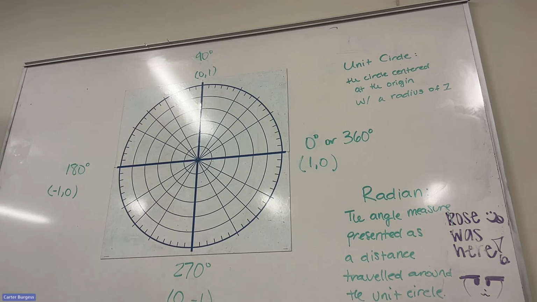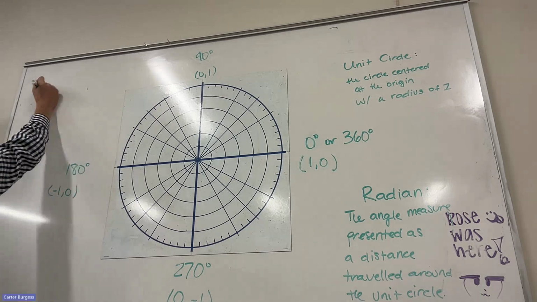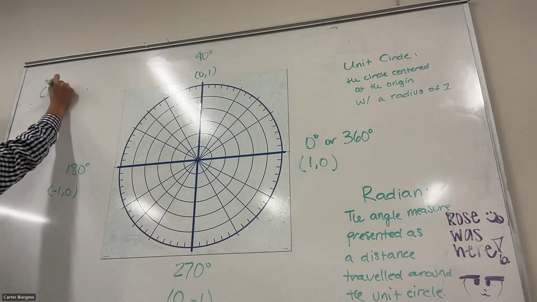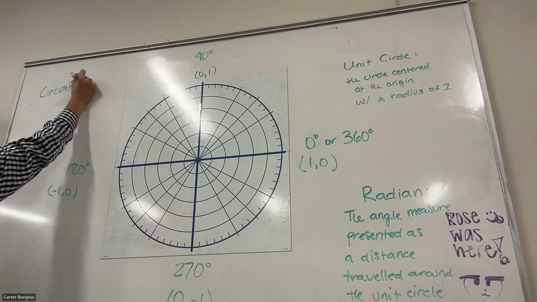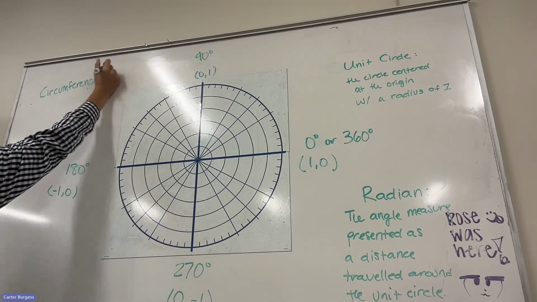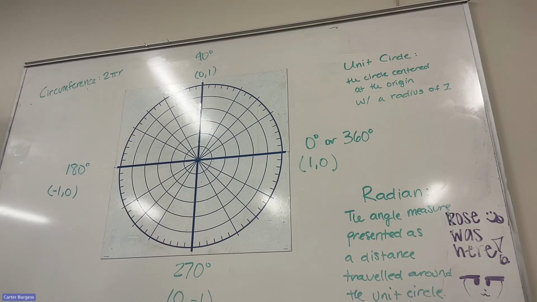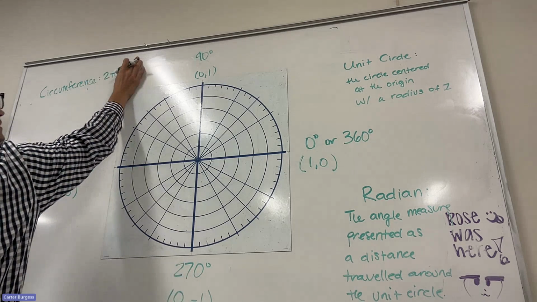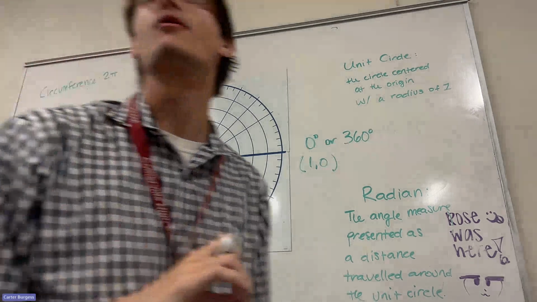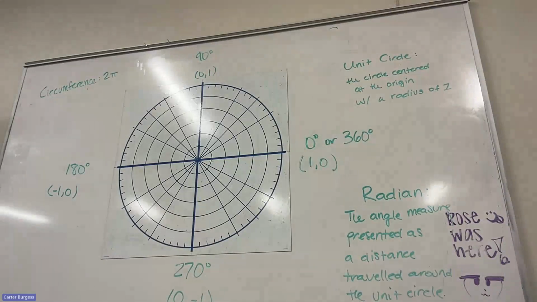That's area of a circle. So circumference here, this is way back, is 2 pi r. But on the unit circle, what did we say our value of r is? On the unit circle, our radius is just 1. And so the circumference of our unit circle is just going to be 2 pi.